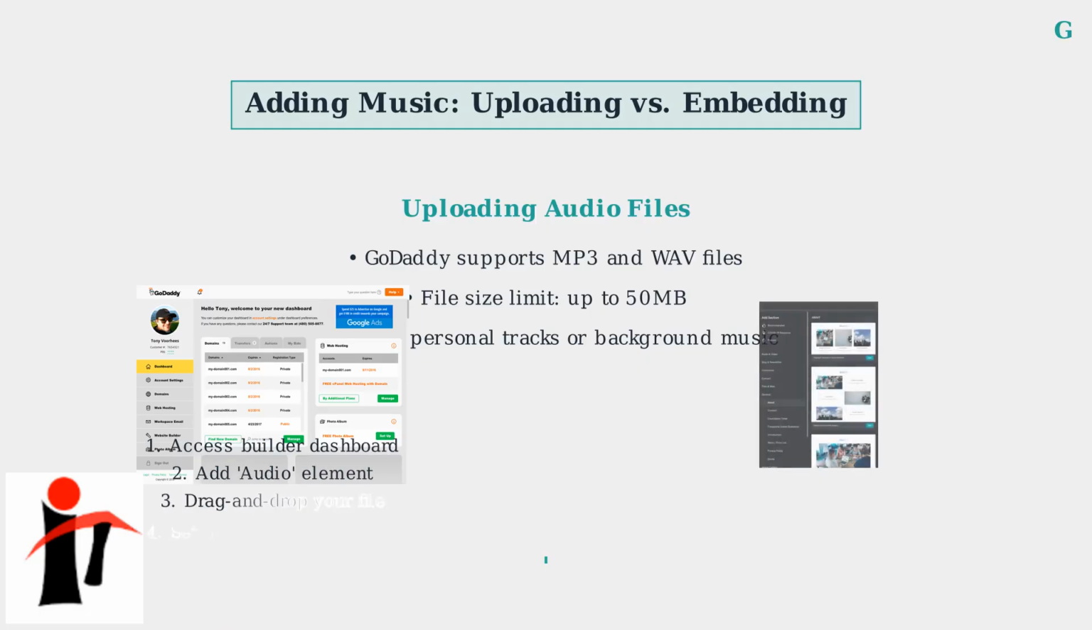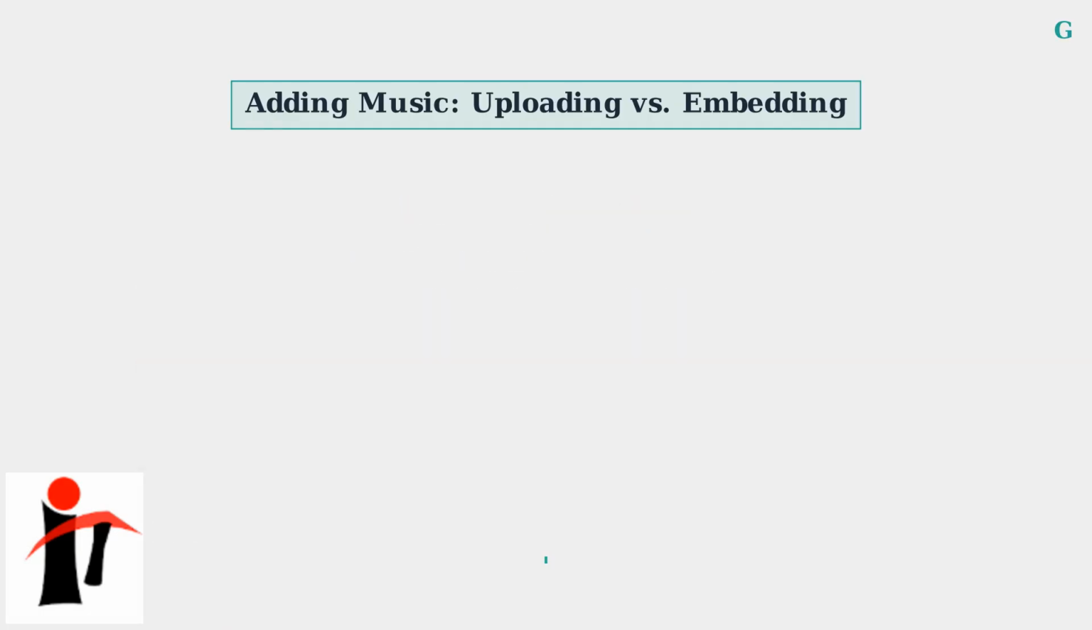To upload, access the Builder dashboard, add an audio element, and drag and drop your file. Set playback options like loop and volume.